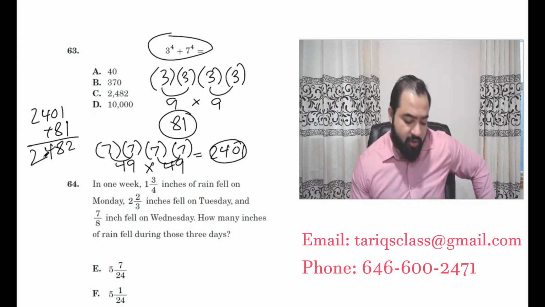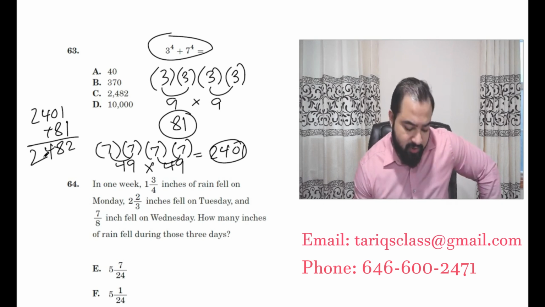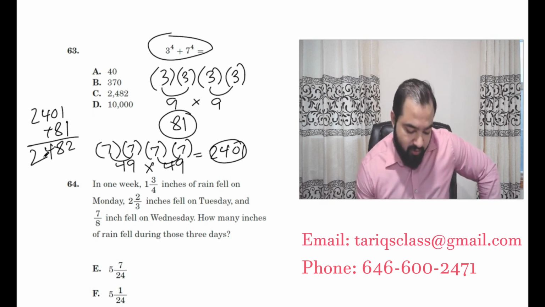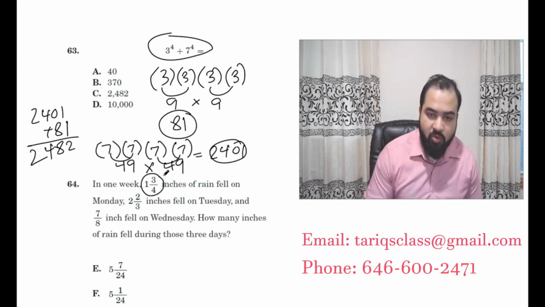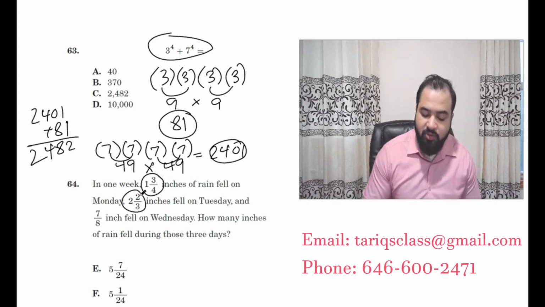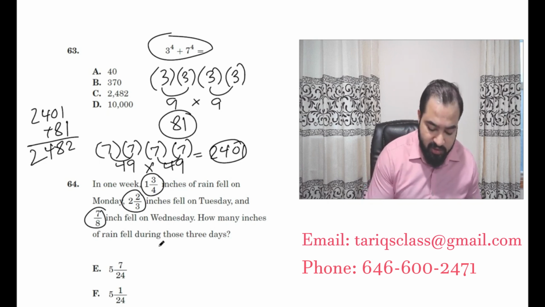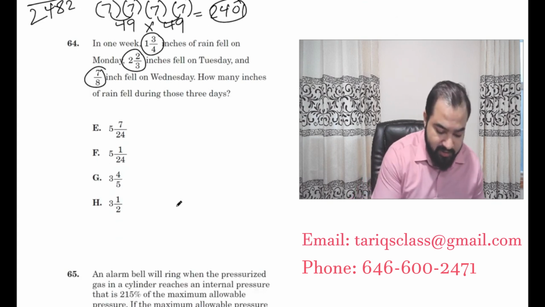2,482. So now number 64 says, in 1 week, 1 3/4 inches of rain fell on Monday, and 2 2/3 inches fell on Tuesday, and 7/8 inches fell on Wednesday. So how many inches of rain fell during those 3 days? It's pretty simple. Monday 1 3/4, Tuesday 2 2/3, Wednesday 7/8. So in total, we have to add them. Let's just add these 3 fractions.